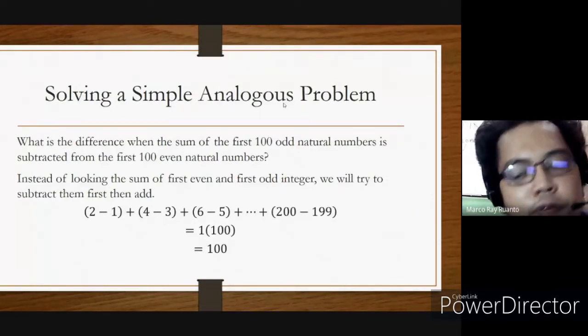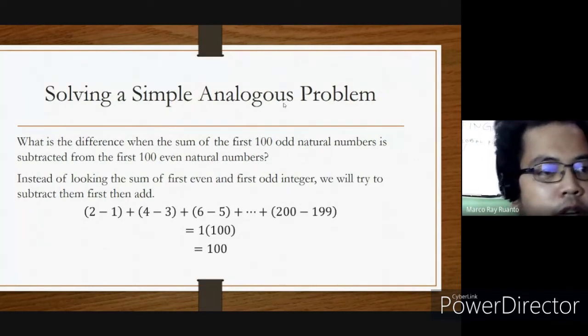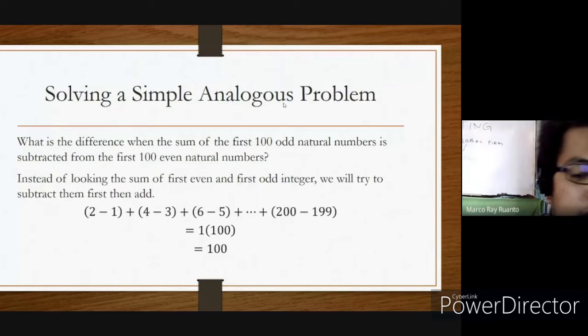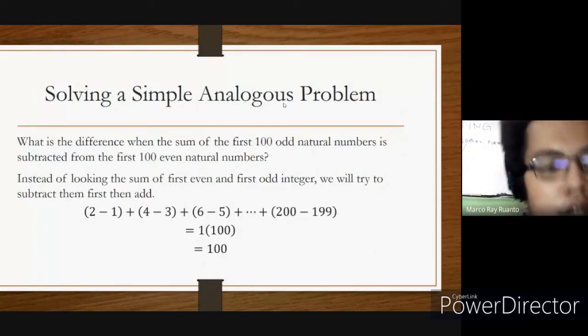So instead of solving it as a whole, why don't we solve it by parts? Then by parts, we try to generalize. So that's how solving an analogous problem works.